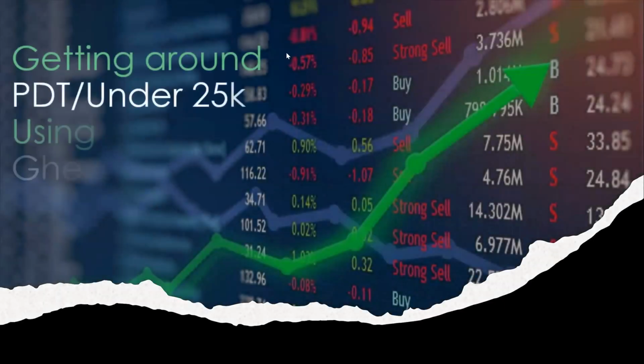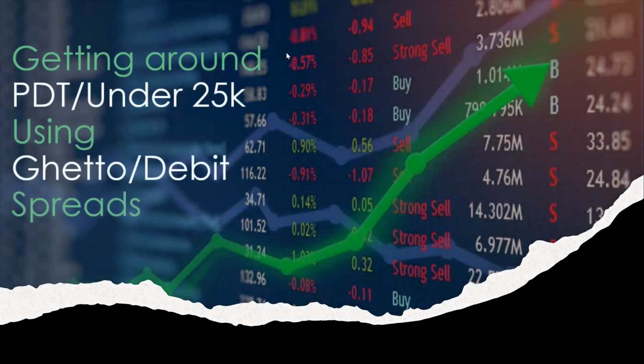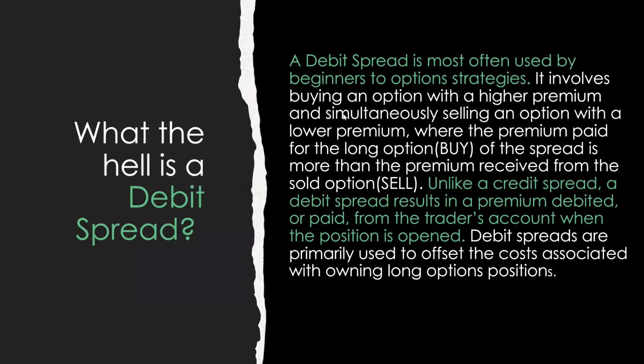Look at that transition. That's nice, right? Getting around PDT under 25K using the Ghetto/Debit Spread method. So first, we're going to go back to class number 9. We're going to go over some debit spread knowledge.